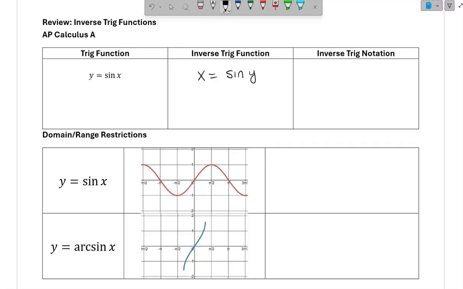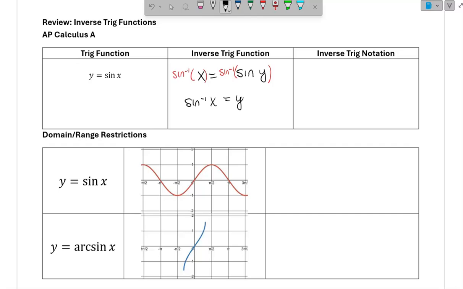Now I want to define this explicitly, meaning solve for y and get y by itself. The inverse of sine is the inverse sine function, so we would take that from both sides, just as I'm doing here in red, and what we end up with is the inverse sine of x equals y.